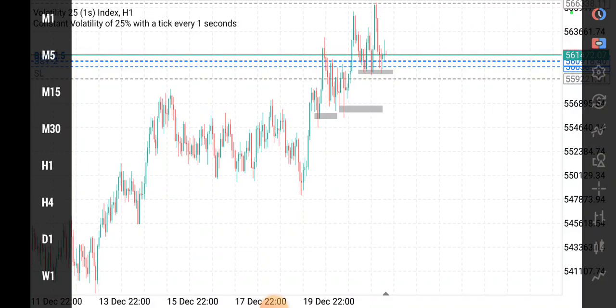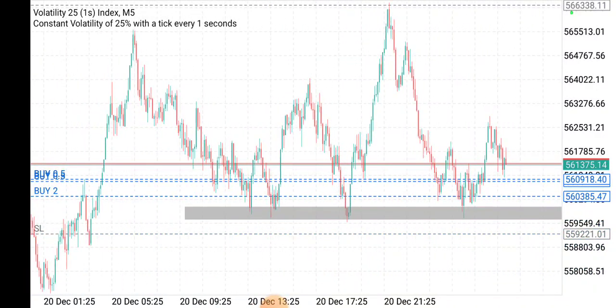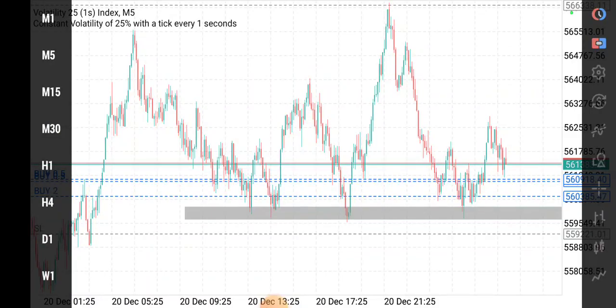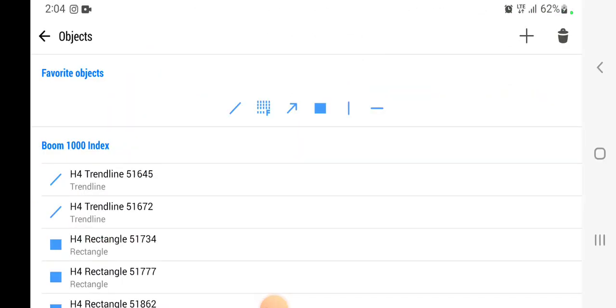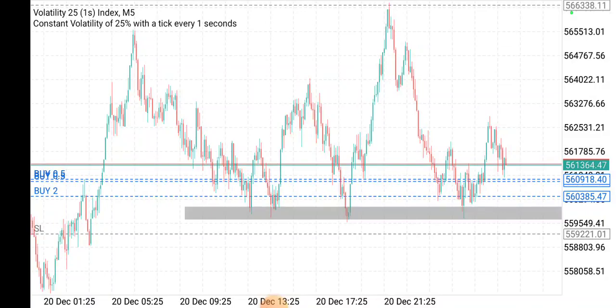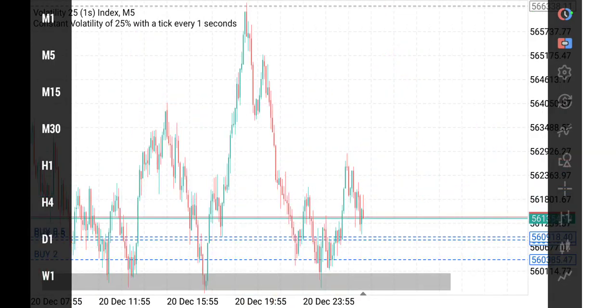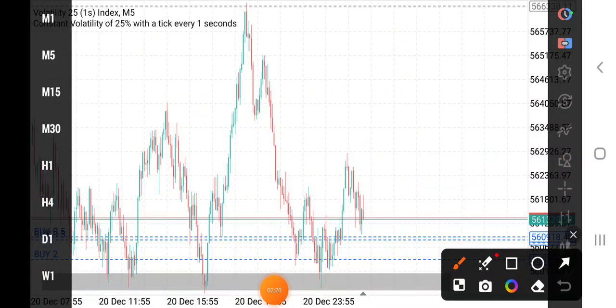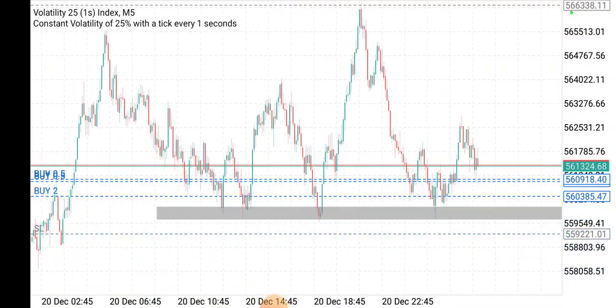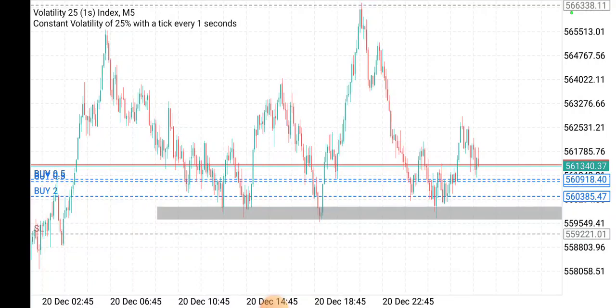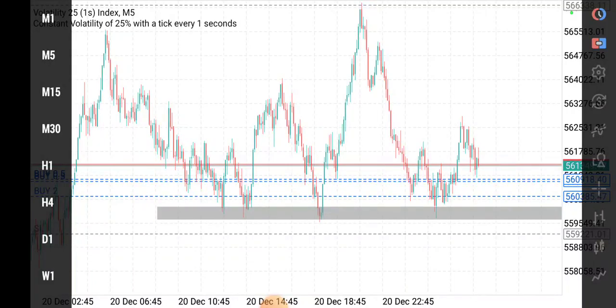I go back to my 5 minutes time frame. What did I see in my 5 minutes time frame? I need to look for a buy on the lower time frame, which is the 5 minutes time frame, definitely, right? But how can I look for a buy on the lower time frame like this?